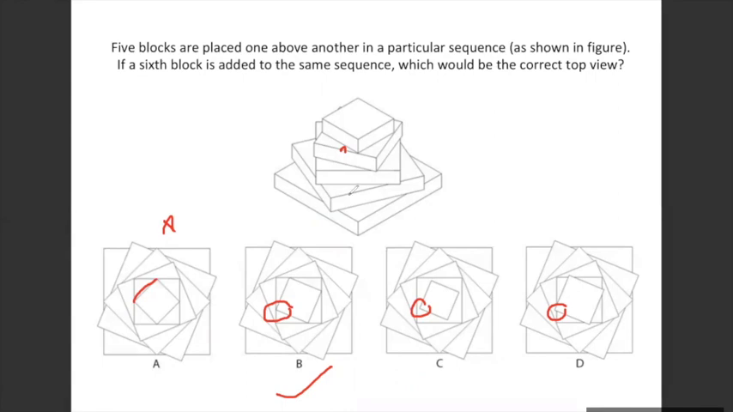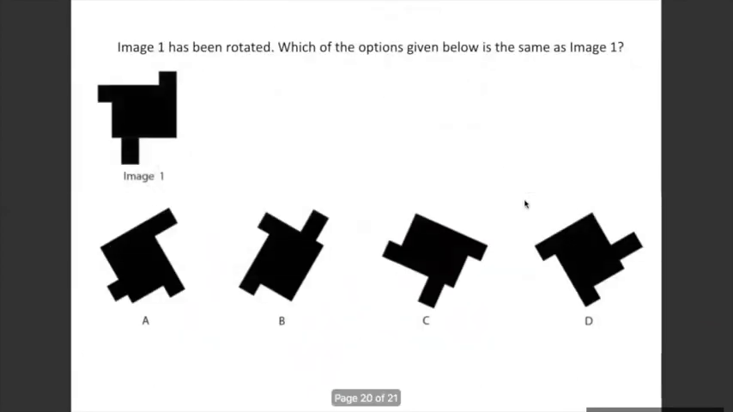Any doubts? Clear? Yes, ma'am, clear. Okay. We'll just take 2 more questions and then we'll end the session.